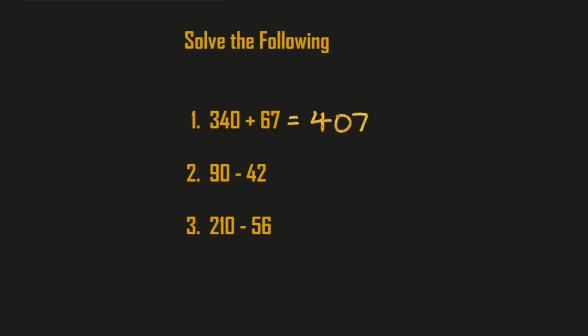So now let's do the second one. 90 minus 42. This one I'm going to use the compensation method. So now we have a 42 here. So why don't we change it into a 45? Or if you want, you can even do 40, but I'm just going to go with 45. So now let's do 90 minus 45. Well, I'm pretty sure most of you know that 45 is half of 90. So our answer here will be 45.